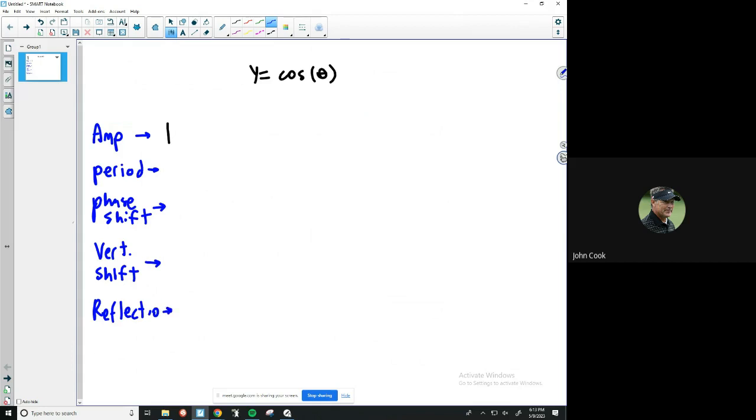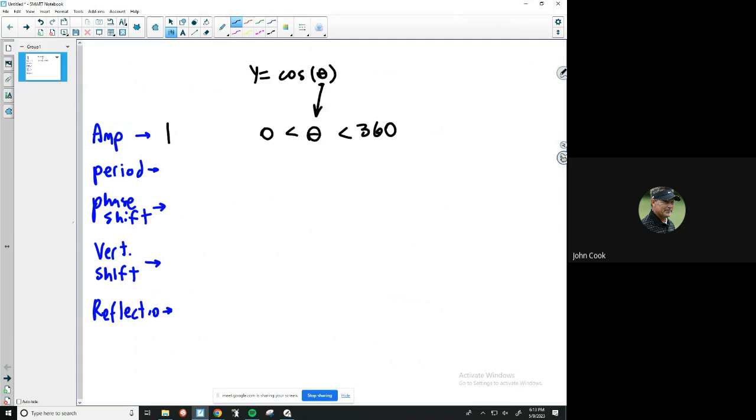So amplitude is 1. Next up, we talk about the period. So here's what I do for the period every single time. I put whatever I've got in the parentheses in the middle, and then I just see how far apart theta is from my two values. So if we're talking about degrees, I put 0 to 360, and if there's nothing multiplying on my cosine, my theta stays the same.